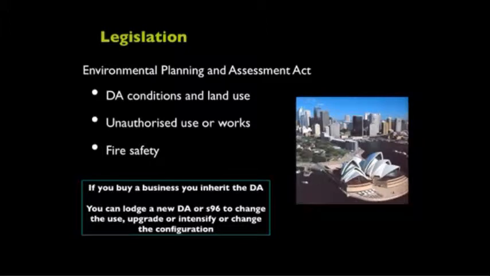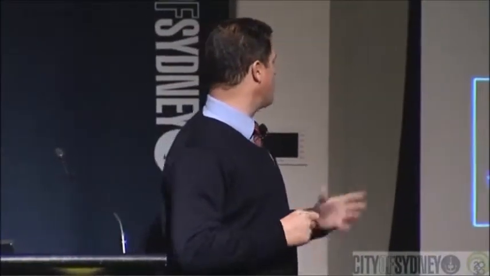Yet again, the key point at the bottom for you: if you buy a business, you inherit the DA. Okay, the DA sits with the land, with the property. So if someone has had the business before, the development consent that they've got is the one that you'll inherit. You can lodge a new DA or a Section 96, as Andrew was talking about, to modify it, to change it, to upgrade it. In fact, that's one of the things that we'll often be talking to operators about.